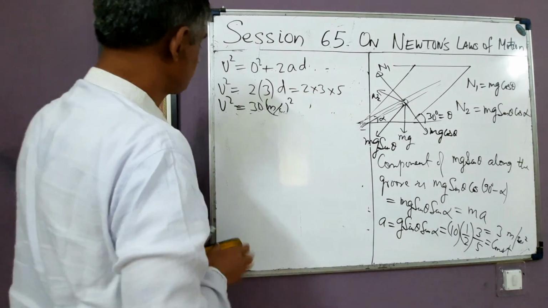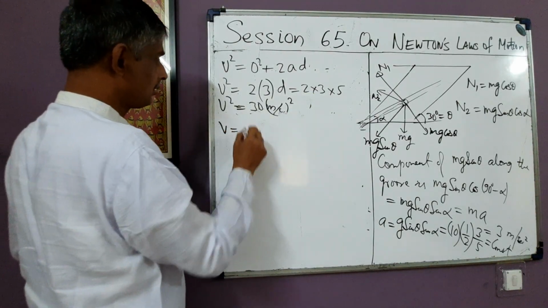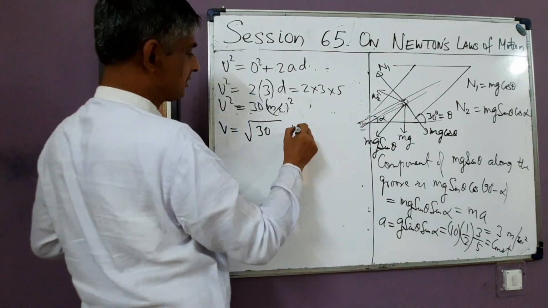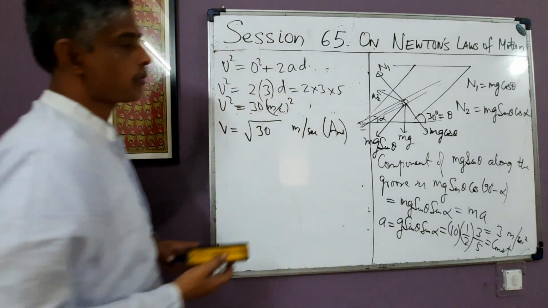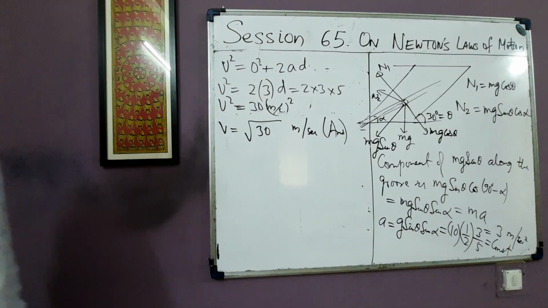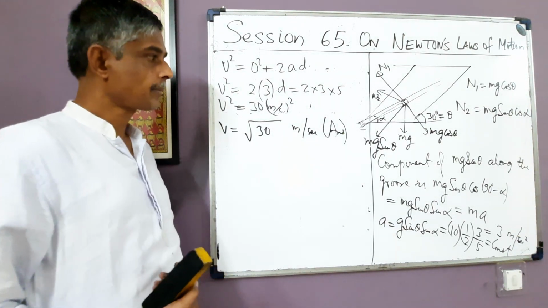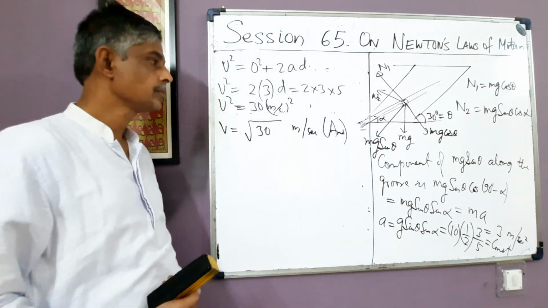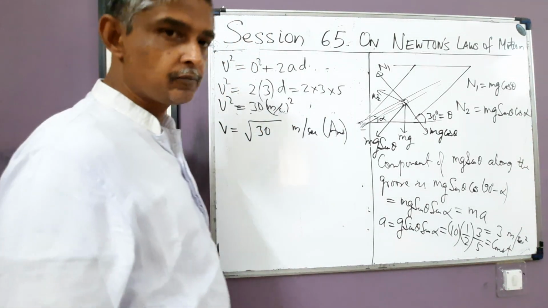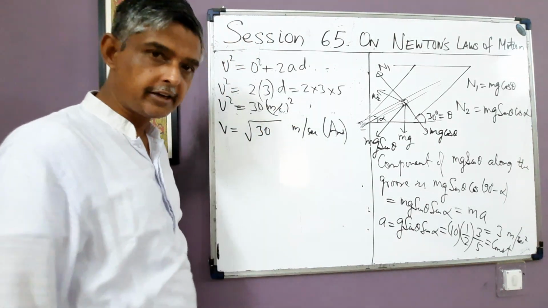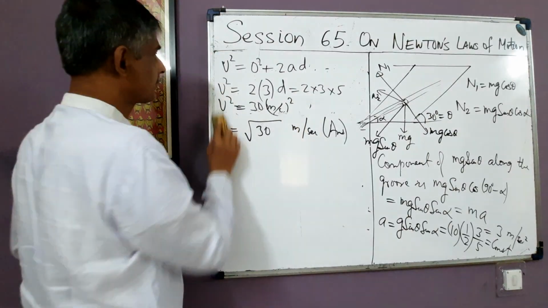So this means v becomes root 30 meter per second. This is therefore the answer to the required question. So this is the answer to the first part of the question. So the first question has been fully solved.